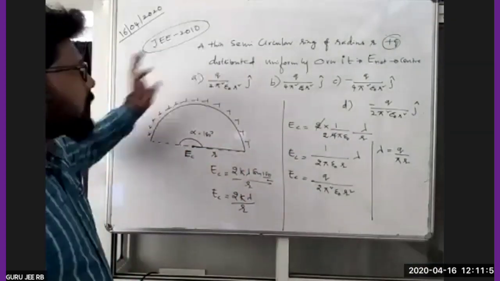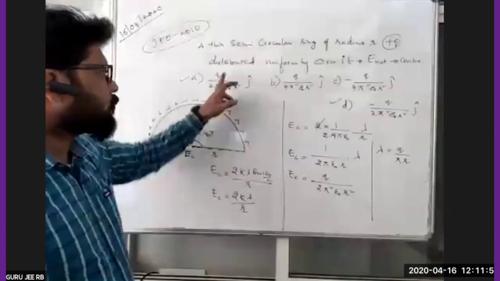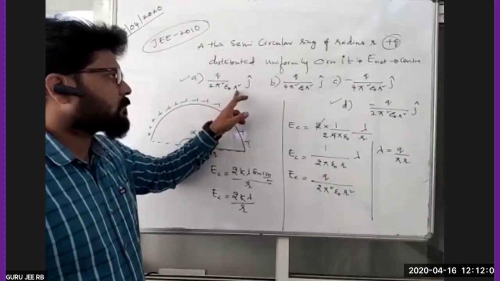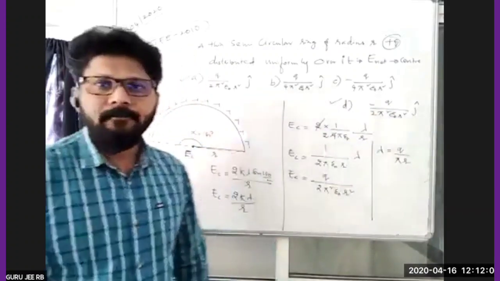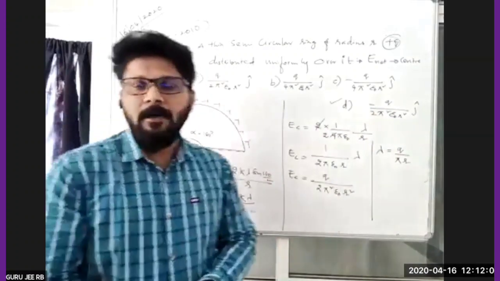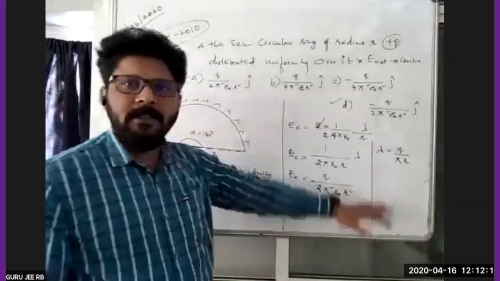See, here one thing is matching here, 1 and 2. Q by 2 pi square epsilon naught r square, matching with this answer. And this is also matching this answer. Now the question is, which is correct one, or both are correct? Let us see. Have you understood till this one how I did?